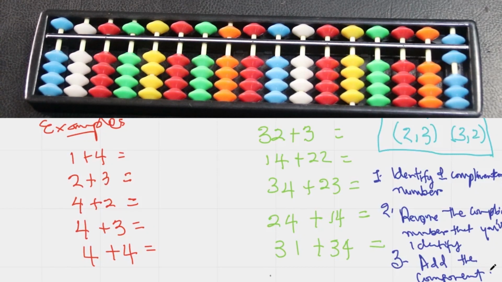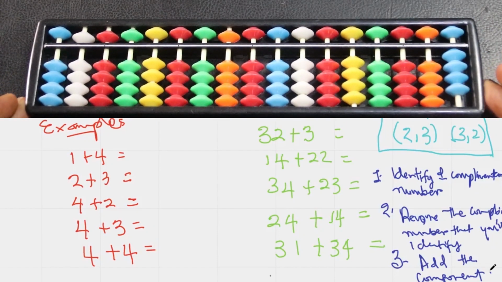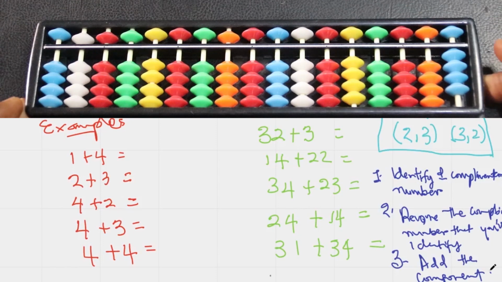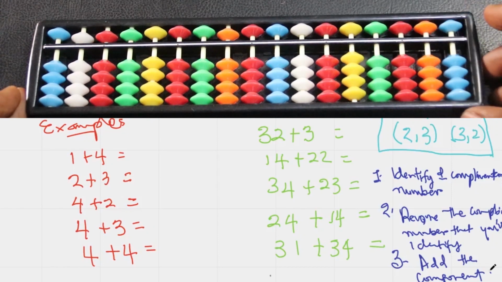Okay, the next one on the list is 4 plus 3. So let's quickly do that. 4. We want to add 3. We don't have this to add. Identify the complement of 3. What's the complement of 3? 2. Remove that complement, and then add 5 component. 4 plus 3 is 7. Beautiful. Can we do 4 plus 4?